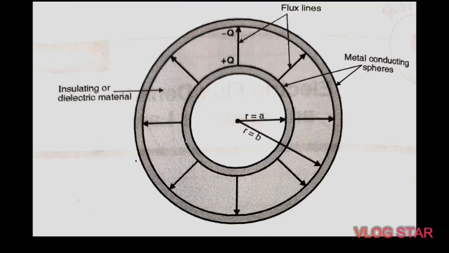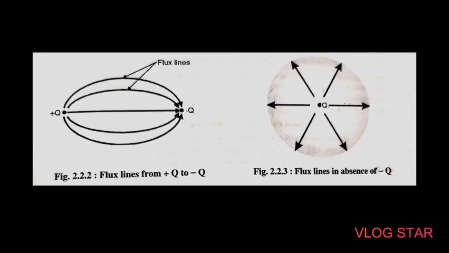Okay, so we can see this in figure 2.2.2. Here the flux lines travel from this plus Q to minus Q. That means here the electric flux originates from the positive charge and terminates on the negative charge. This is positive and this is negative. So if the negative charge, that is minus Q, is absent, then the flux lines terminate at infinity, as shown in this figure 2.2.3. Okay, so here there are some properties of flux lines.